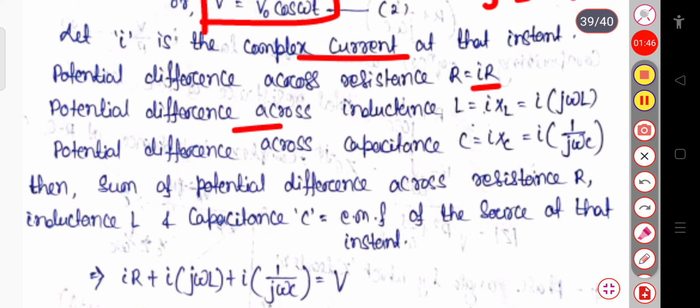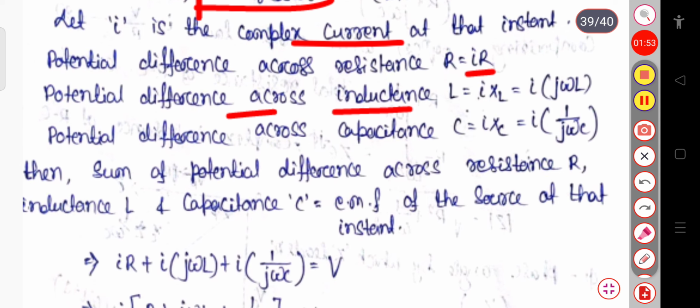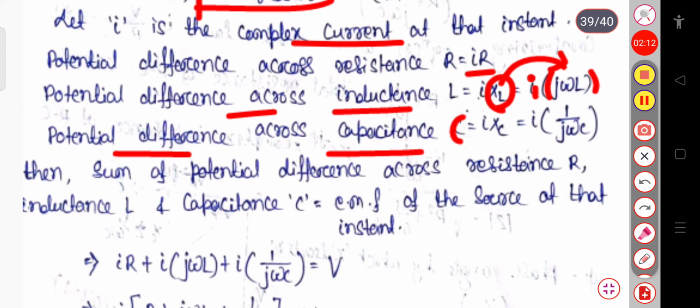The potential difference across the inductance will be equal to I into XL. This XL is the inductive reactance, and its value is j omega L. So the potential difference across the inductance will be equal to I into j omega L. Similarly, the potential difference across the capacitance will be equal to I into XC. This XC is the capacitive reactance and its value is 1 by j omega C. Hence the potential difference across the capacitance C will be equal to I into 1 by j omega C.